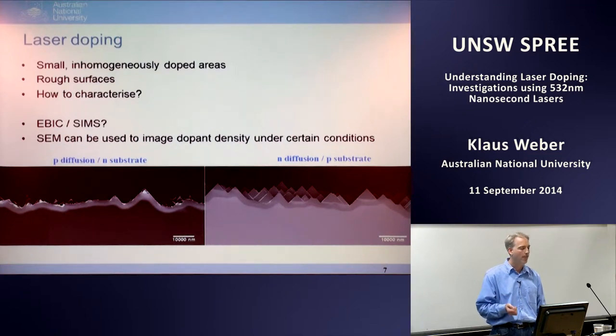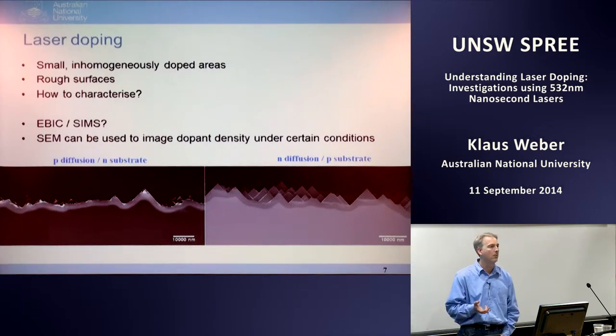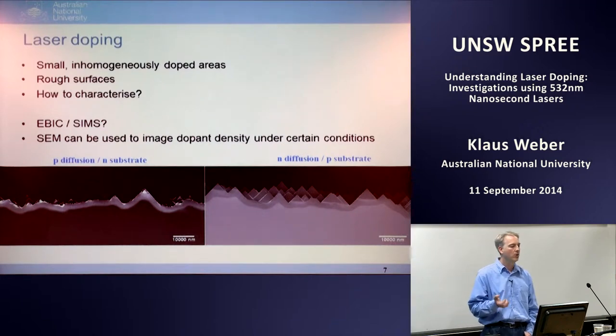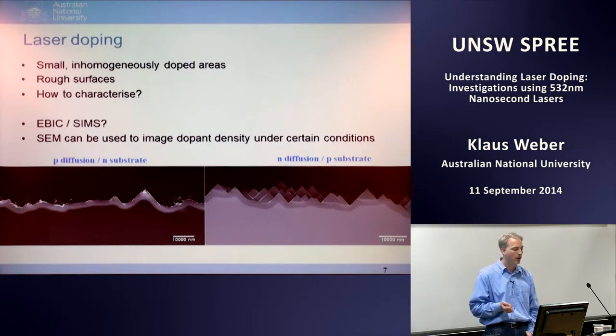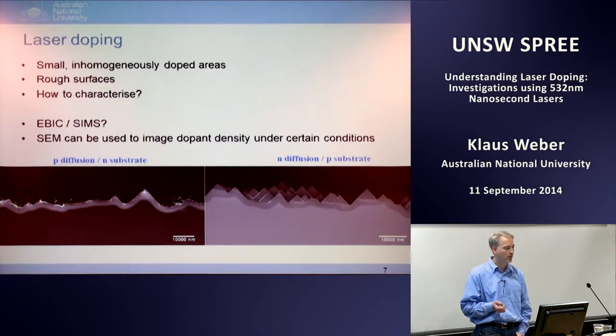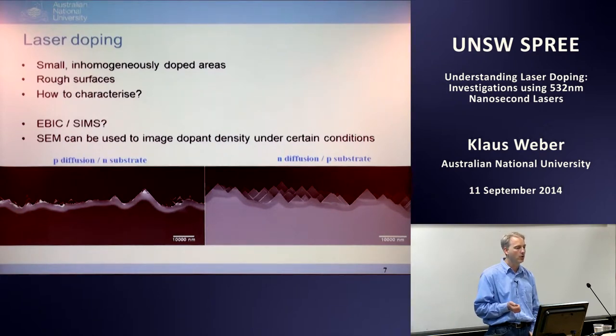What's the profile? And this is a difficult question to answer because laser doping is a localized process. The doping is inhomogeneous, and quite often we have rough surfaces. So a lot of the characterization techniques that are available aren't great for this kind of situation. Okay, so a couple of the techniques that we can use are EBIC, electron beam induced current, or SIMS. SIMS has a lot of limitations. It's quite expensive, it's slow, it has limited resolution.